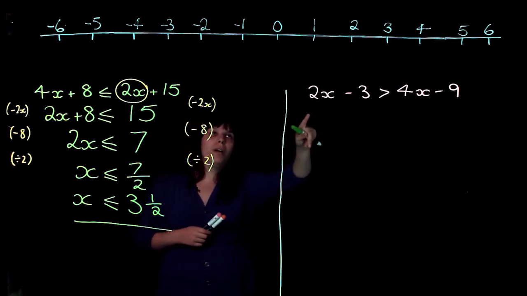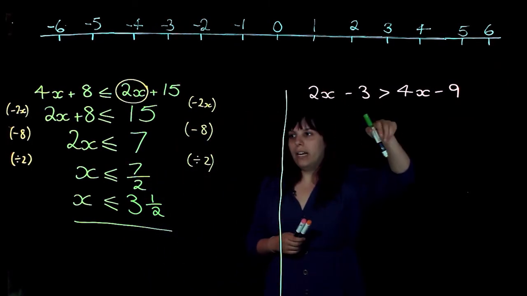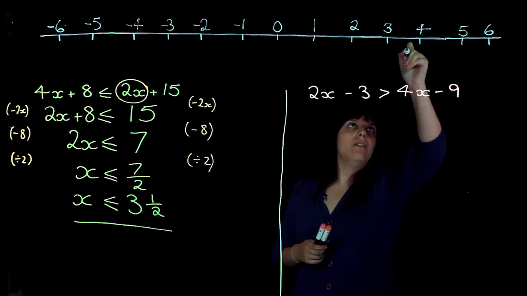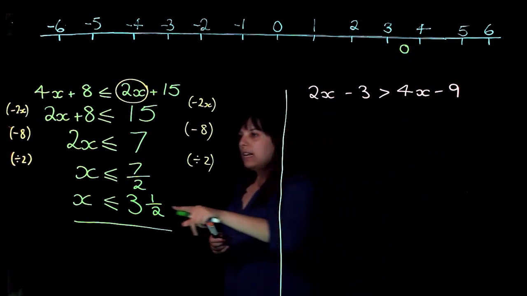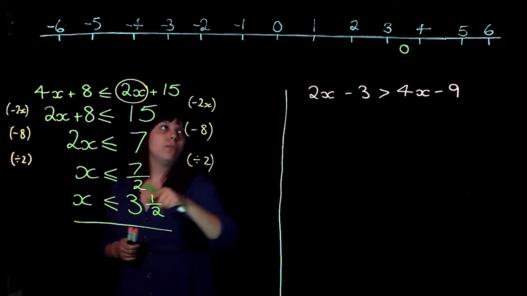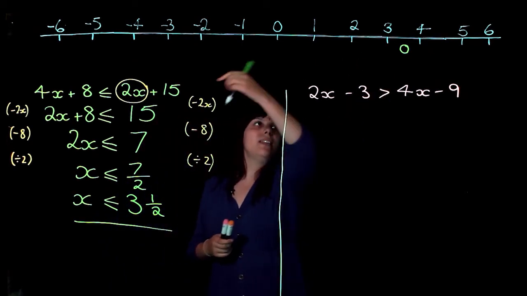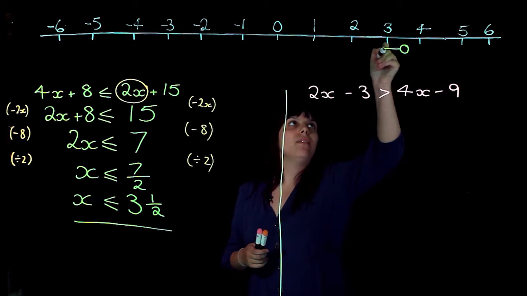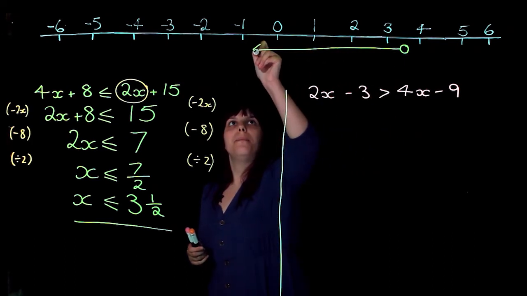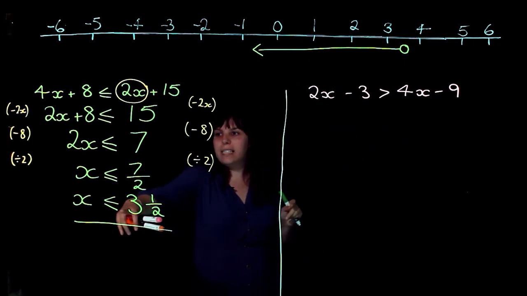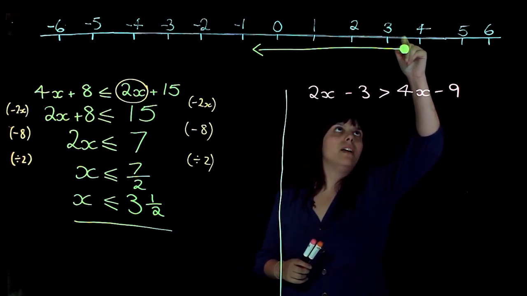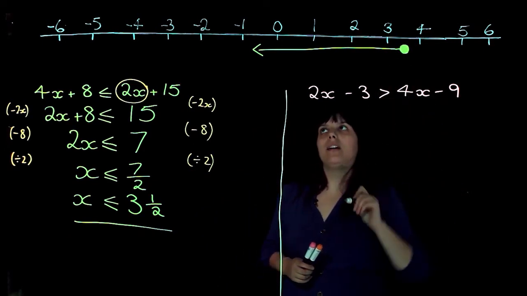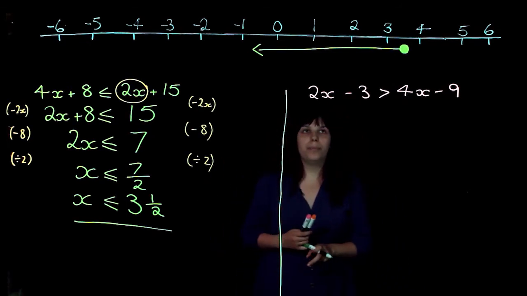So I'm going to my number line because I'm going to display it on here. So if I go to 3.5, it's there. And x is less than or equal to. So less than means anything less than 3.5. So that's that way. And it's equal to, so I need to remember that it does include 3.5. So I'm going to fill in my circle at the end. So that's my first example.